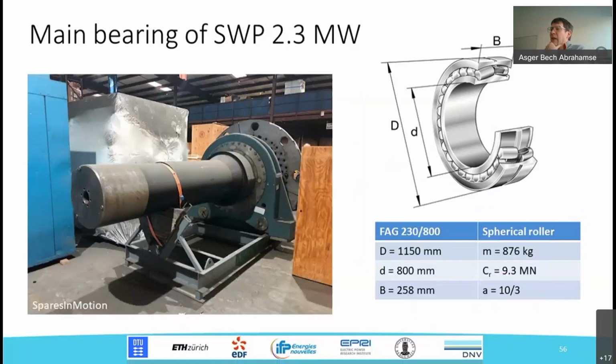Looking at Spare Parts in Motion, which are web pages where you can buy spare parts for these relatively old turbines, you can find out how a main bearing arrangement looks for this kind of turbine. This is where the hub will be connected, and this is where the main bearing is sitting. You can also find that a typical main bearing looks something like this. It's basically 1 meter across, the inner opening is 0.8 meters, it has a weight of about 900 kilograms, and you can read off the specification of the bearings from the manufacturers.